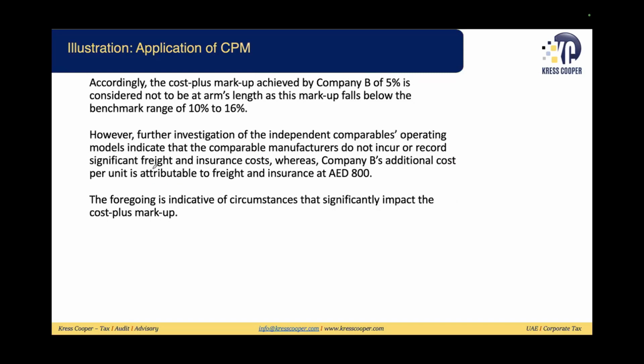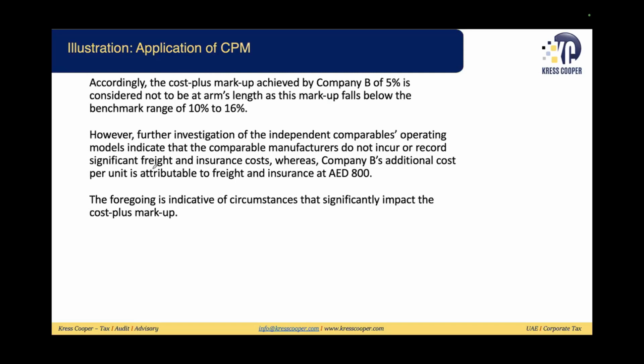Now in our situation, when we did the functional analysis, we identified that the cost plus markup achieved by B of 5% is considered not to be arm's length. Apparently, it looks like this, because the markup falls below the benchmark rate of 10 to 16%, which is from the industry external comparables.